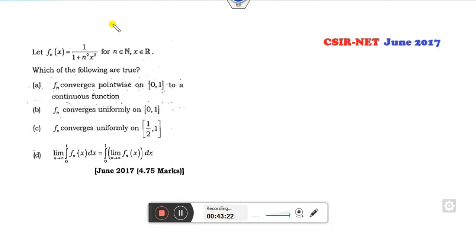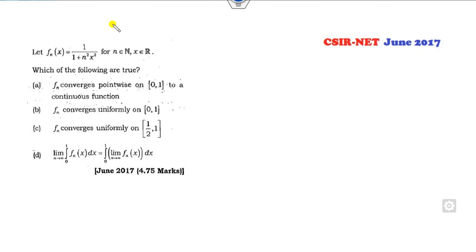Okay, look at this. Another one. f_n is again a sequence. Fine. Whenever there is a sequence, try to find the limit first. What is that? As n approaches infinity, it is 0, which is the pointwise convergence.